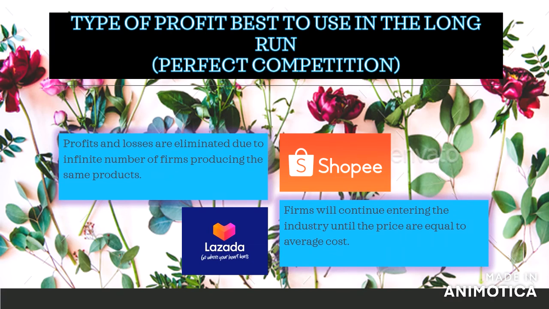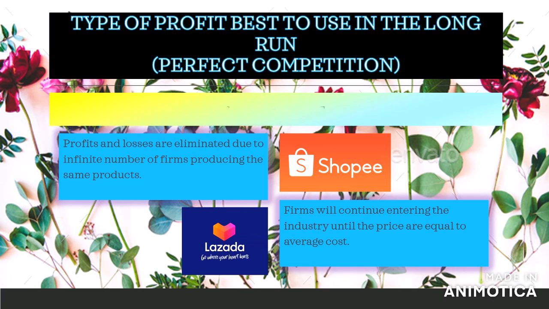Type of profit best to use in the long run. For perfect competition, it uses normal profit. It means profits and losses are eliminated due to an infinite number of firms producing the same products, and firms will continue entering the industry until the price is equal to average cost.